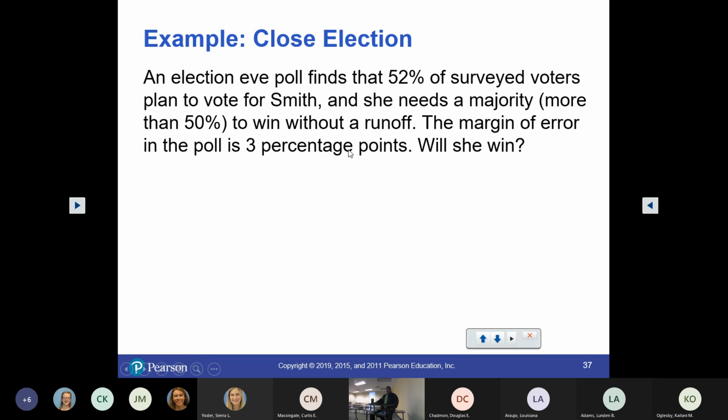So the first thing you do is you're adding 0.03 to the right, and you're subtracting 0.03 to the left. And 49 to 55. So technically, she's not going to win because she has to get 50%, and one side is 49%. So by reading the question the way it's reading, she needs a majority. Right here, she's not getting a majority.